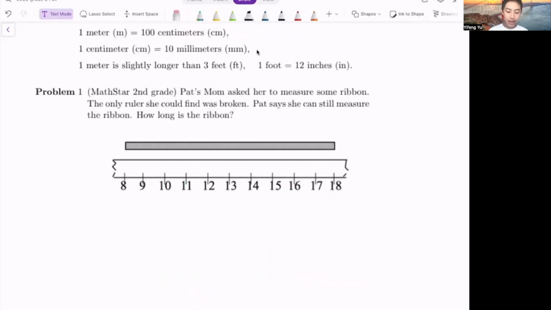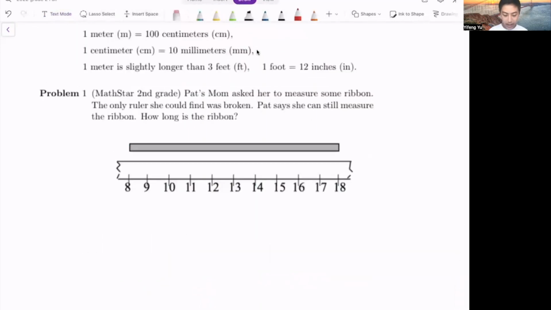So we can see that the end of the ribbon is at 8, as we can see here, and the end of the ribbon is at 18. And since there are just numbers and no measurement that says it's centimeters, millimeters, whatever, we can just infer that this ribbon is length 10 because 18 minus 8 equals 10.